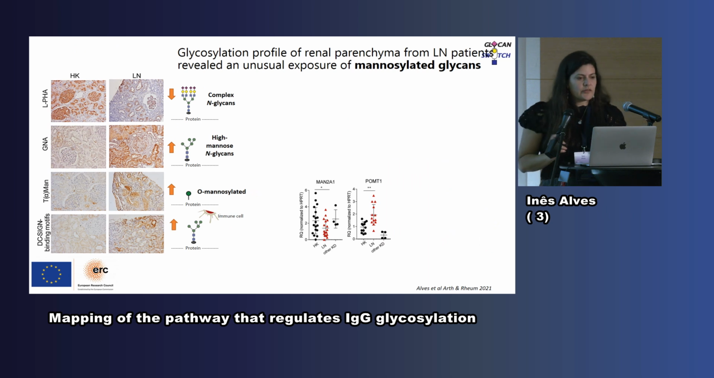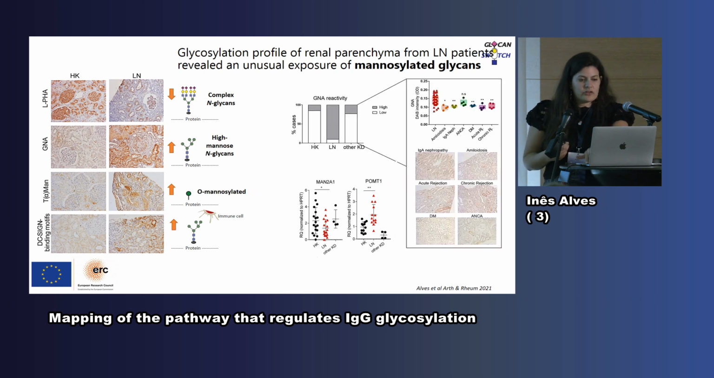So there is a decrease in the complex glycans on lupus nephritis tissue and an increase in the more high mannose glycans in this diseased kidney. We also observed an increase in the DC-SIGN expression binding motifs in the kidney. So it potentially suggests that DC-SIGN can be recognizing this tissue more than, for example, healthy kidney tissue.